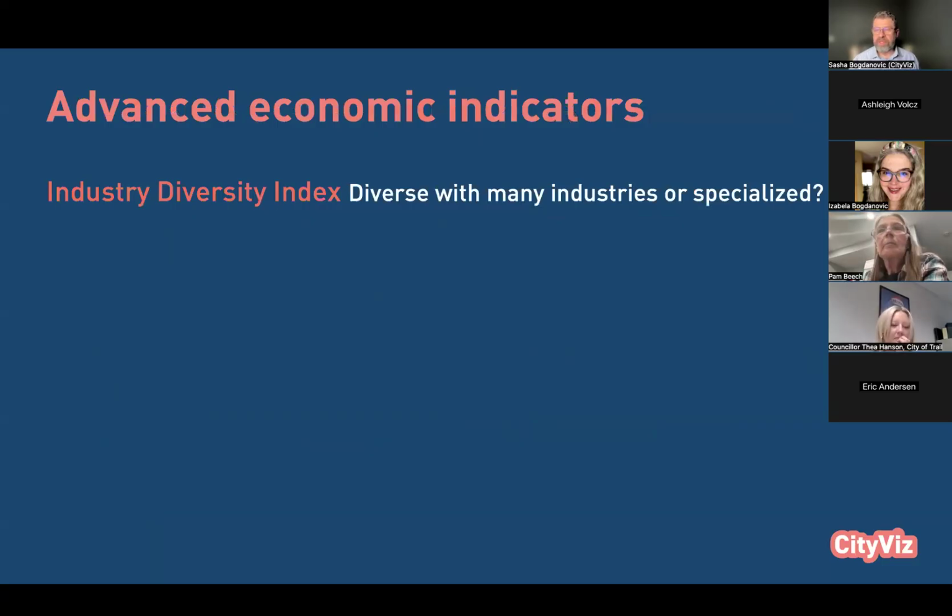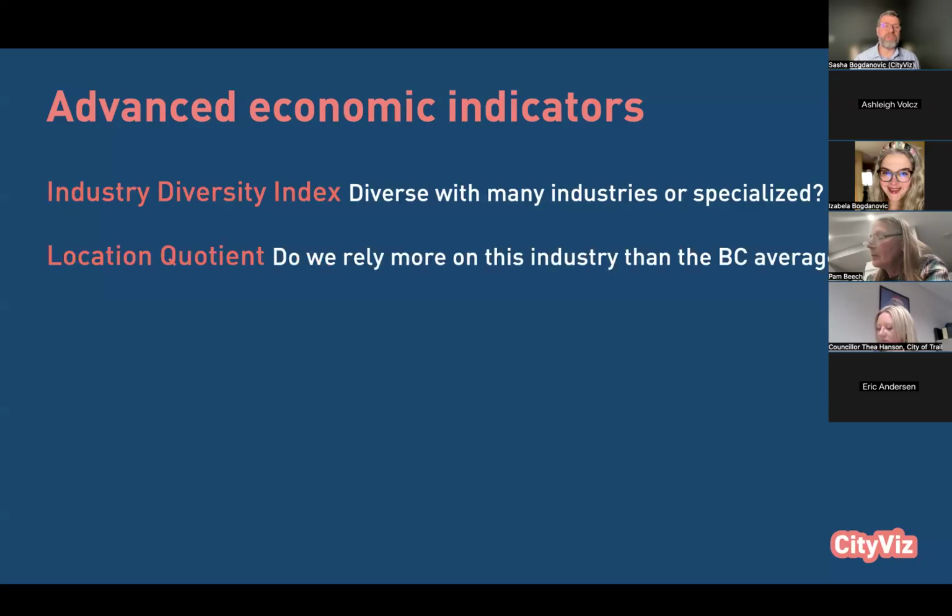The model provides insights into some advanced economic indicators, which include, I'll just mention a few, the industry diversity index, and that can answer the question how much the economy is diversified or specialized in your community, so in your municipality or in your local area or in your regional district. Then location quotient. So, are you specialized in one particular industry more than the BC average?